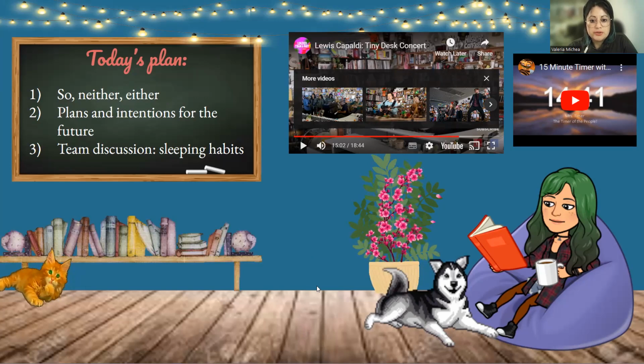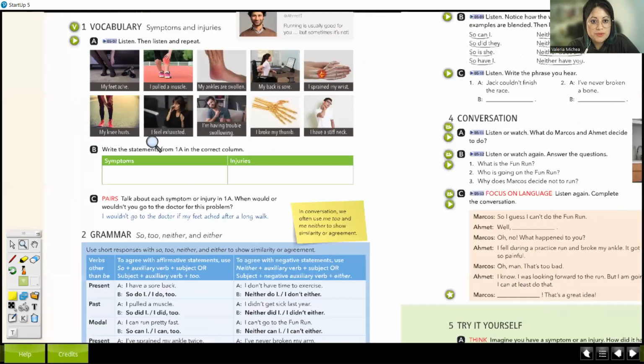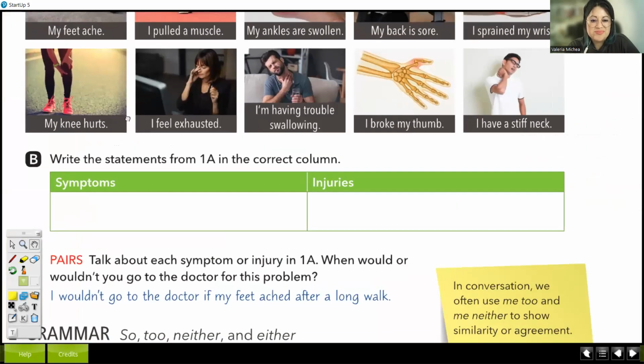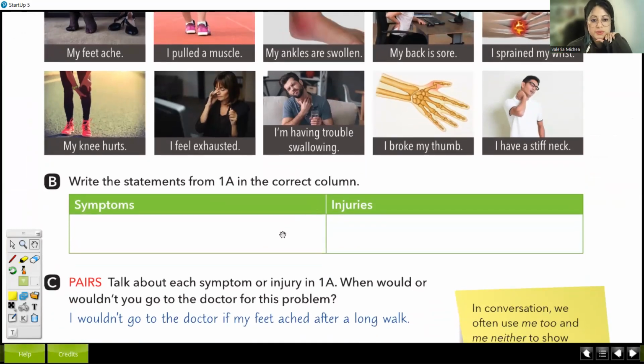Let me share the book so we remember everything that we did last class. This part of the class started by talking about symptoms and injuries. We reviewed the vocabulary, which I'm hoping that we are going to use today also. And then we classified them into symptoms and injuries.